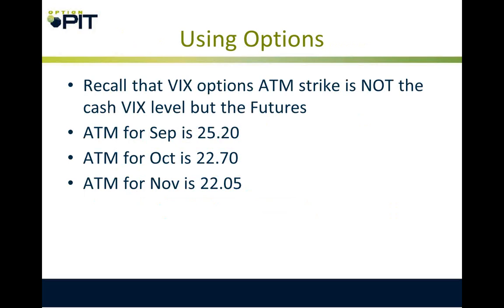All right, so recall that the VIX options at the money strike is not the cash VIX level, but the futures. So at the money is 25, at the money for ACK is 22.70, and at the money for Nova is 22.05.